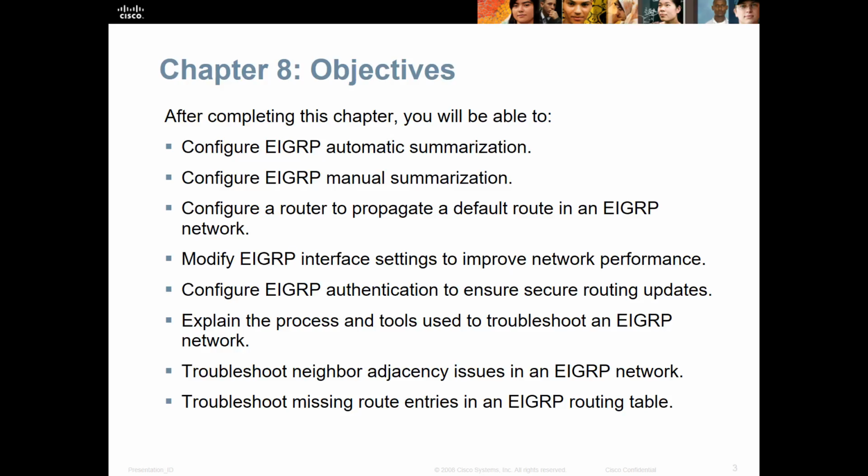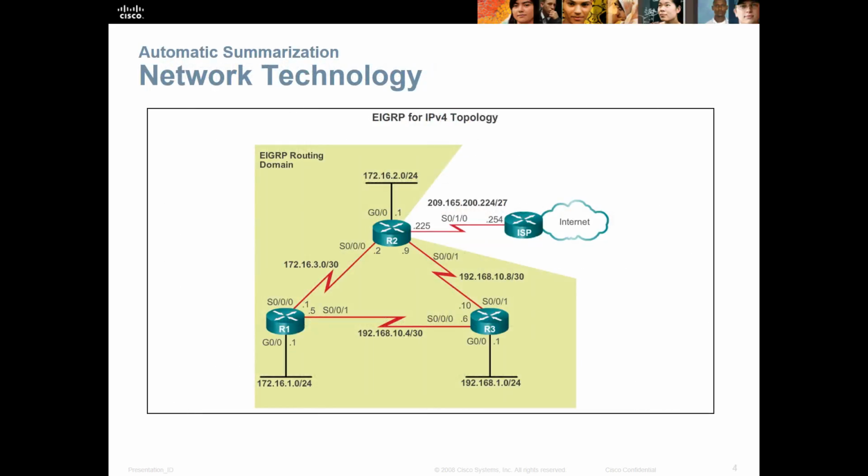Again, our objectives are going to be talking about summarization, both manual and automatic, propagating default routes, modifying interface settings, configuring authentication, explaining how the process works, and troubleshooting. So let's go ahead and look at our network topology that we're going to be using. Here is our EIGRP routing domain. We're going to probably have a default route to get to our ISP.